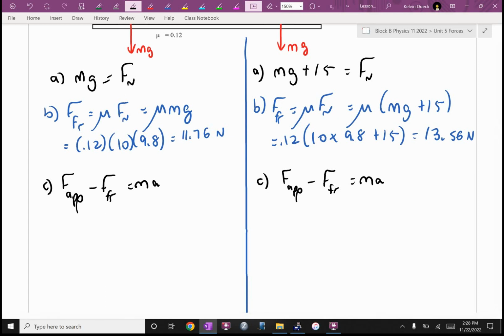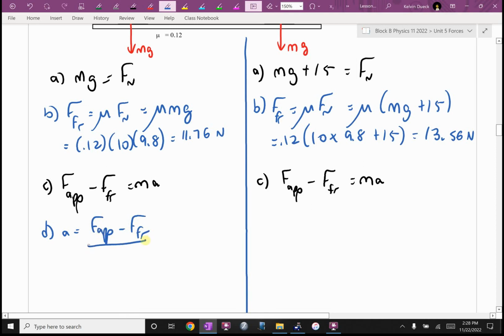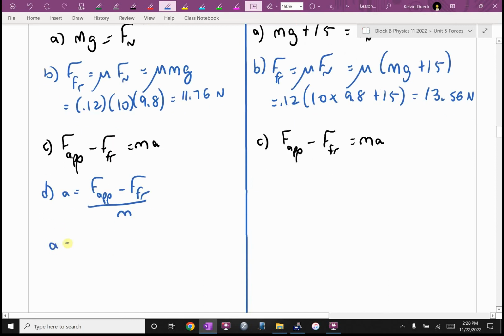Find the acceleration. Divide by M. Okay, I can do that. So for D, A equals F applied minus friction divided by M. Is that correct? Okay, let's plug in our numbers. I can totally do this one in my head. It's going to be F applied was 20 minus 11.76 divided by 10.